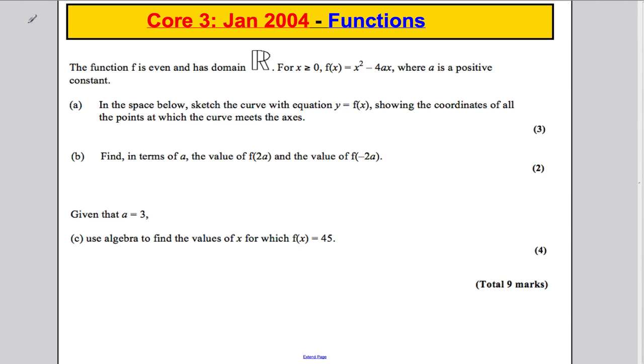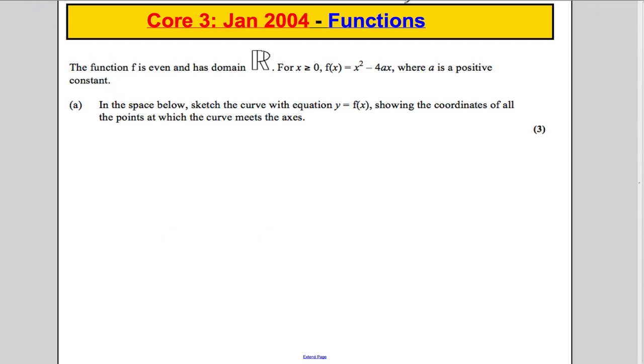Next question, pause the video, have a go. Okay, working through this, it says the function is an even function and it has domain for x bigger than 0, the following looks like that for x bigger than 0, and its whole domain is the real numbers, where a is positive. In the space below, sketch the curve y is f of x, showing all coordinates where it meets the axis.